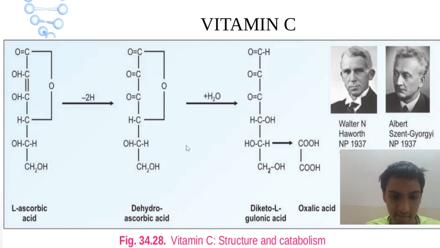So what happens? It gets reversibly formed into the dehydro form and then into diketo L-gulonic acid, and in a series of steps we have the oxalic acid.